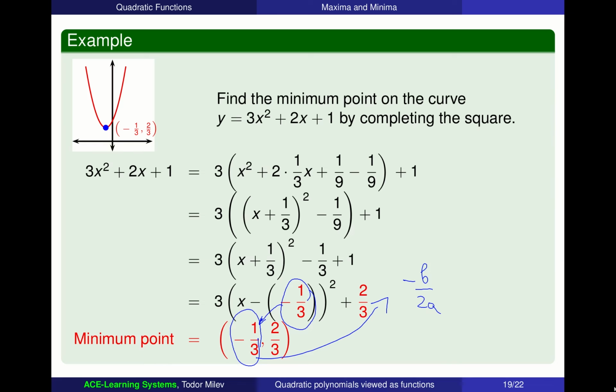And if you remember, we also had a ready-made formula for the y-coordinate of the tip of our parabola, but we don't need to remember that either, because that number is automatically given for us there. So the minimum point on our parabola has x-coordinate negative 1/3, and its y-coordinate is 2/3. Our problem is solved.